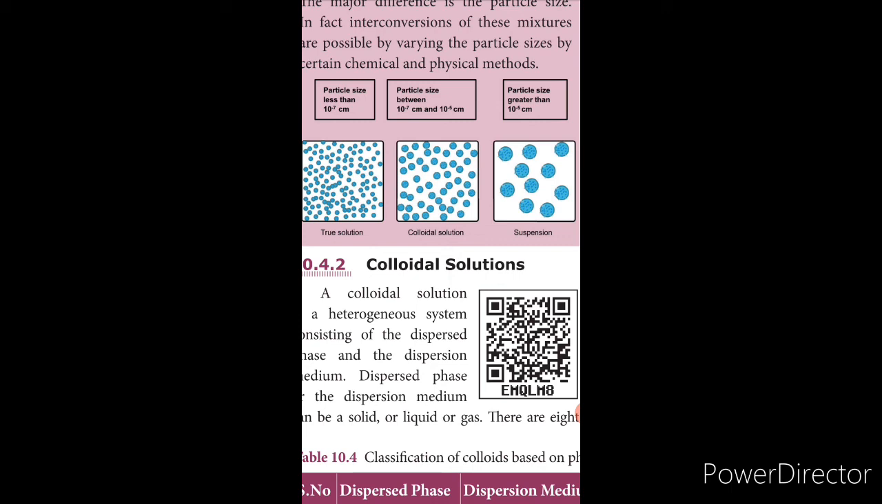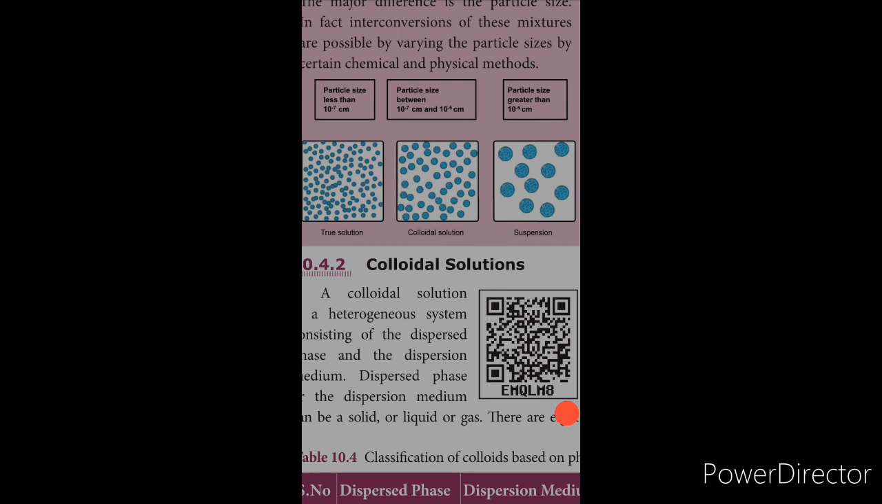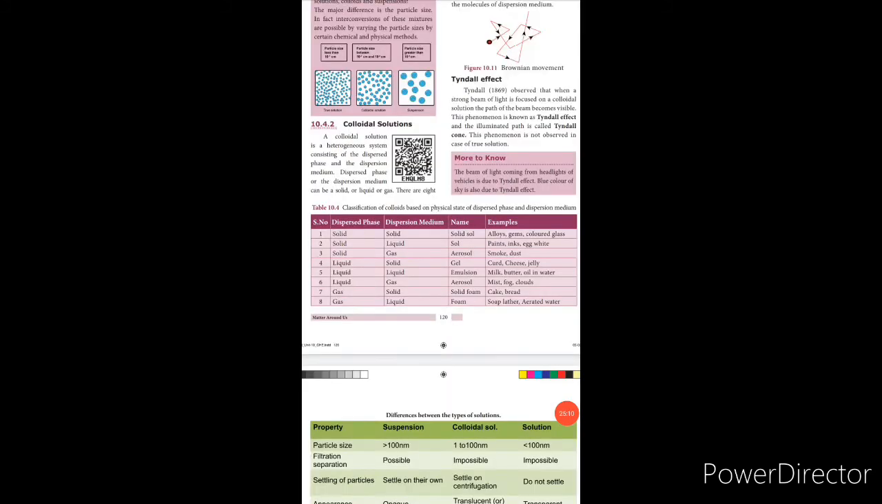And what each colloidal solution is called is also given in the tabular column. This tabular column is very, very important because in objective-type questions, questions from this tabular column are asked. Now look into table 10.4, children. You have a table which consists of dispersed phase, dispersion medium, name, and example. The dispersed phase is the solute, the dispersion medium is the solvent, the name of the colloidal solution is given, and the example is given.